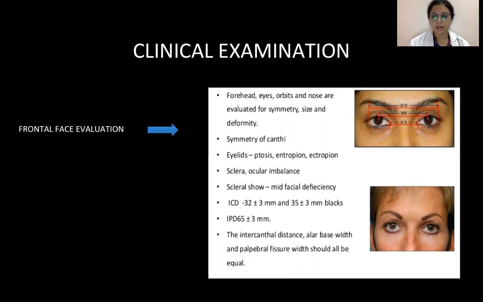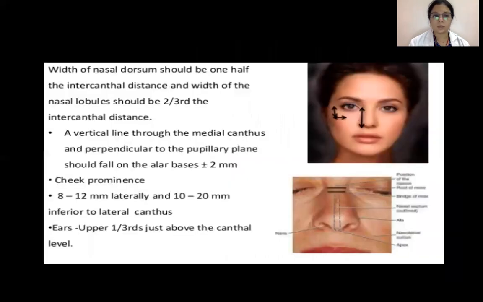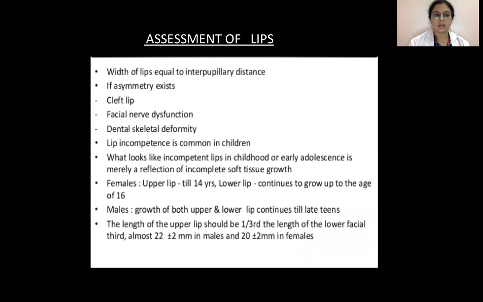The intercanthal distance, alar base width, and palpebral fissure width should all be equal. Width of the nasal dorsum should be 1/2 of the intercanthal distance, and width of the nasal lobules should be 2/3 of the intercanthal distance. A vertical line through the medial canthus and perpendicular to the pupillary plane should fall on the alar base plus or minus 2 mm. Cheek prominence 8 to 12 mm laterally and 10 to 20 mm inferior to the lateral canthus. Ears upper 1/3 just above the canthal level.